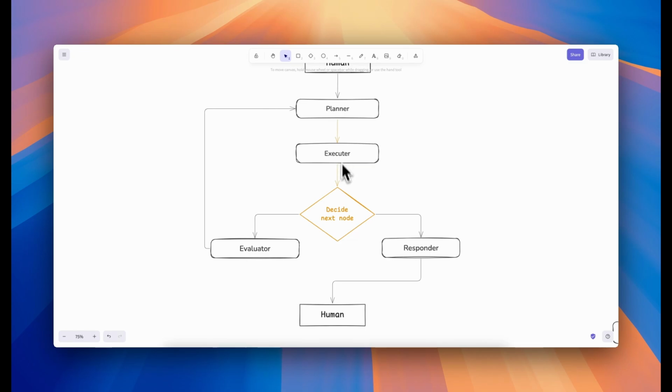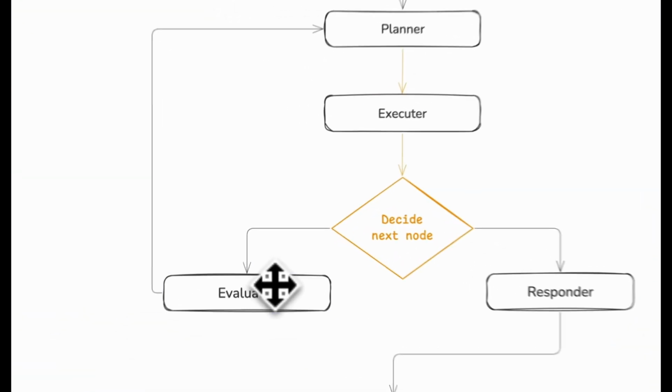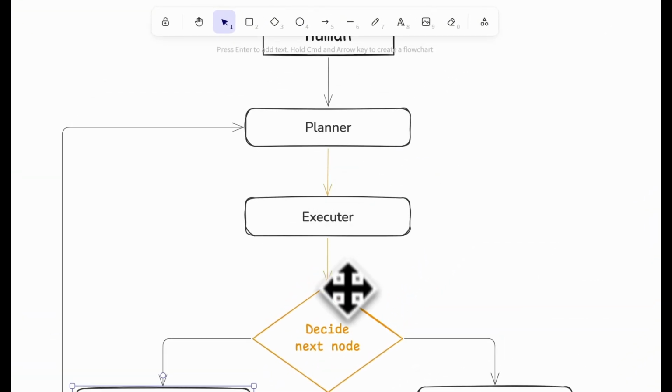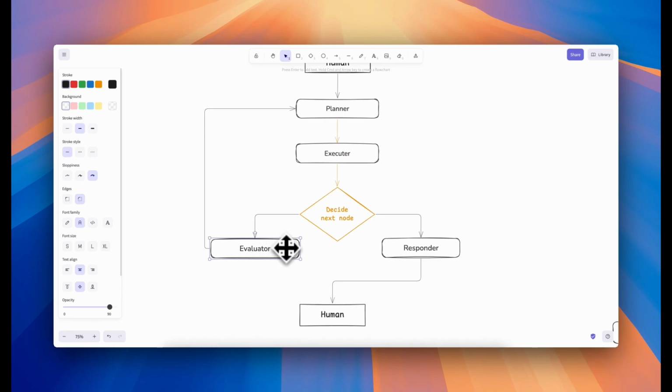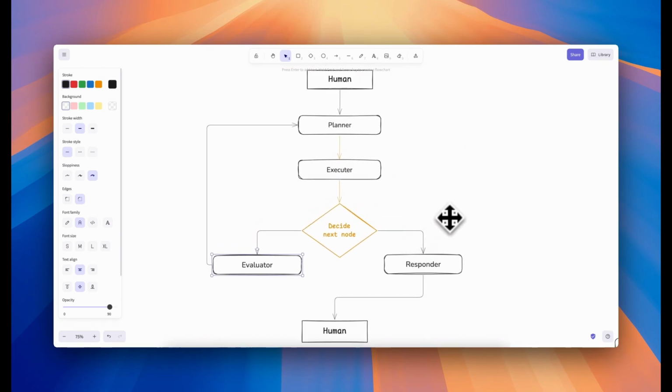The conditional edge is after the executor. Do we go to the evaluator? Did we ask a question we want to evaluate, or do we actually want to go to the responder? For example, let's look at the first example.